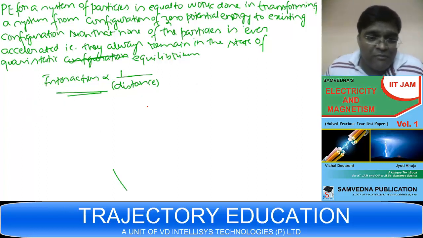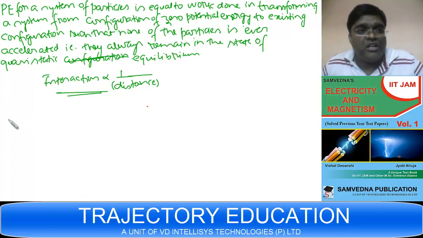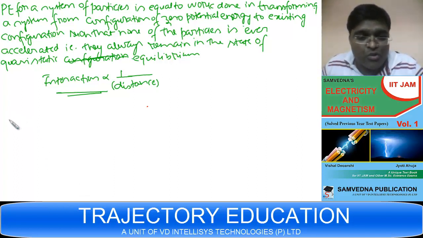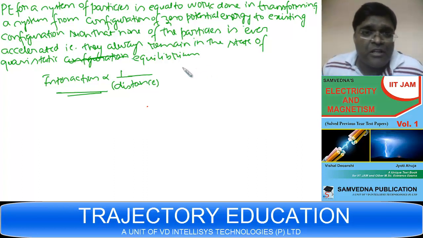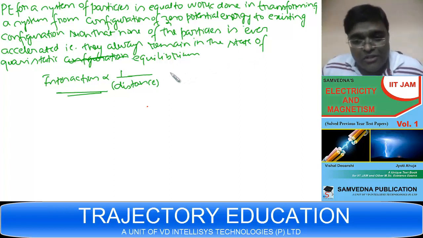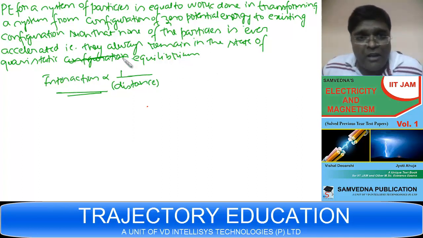So in a nutshell, the potential energy for a system of particles is equal to the work done in bringing the particles from infinity to the existing position such that none of the particles is ever accelerated, or they always remain in the state of quasi-static equilibrium. That is called potential energy. I hope you understand. So now I have defined potential energy for any system of particles.